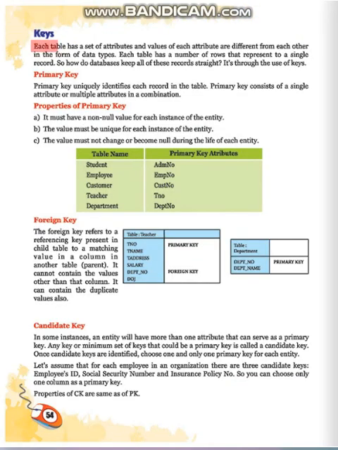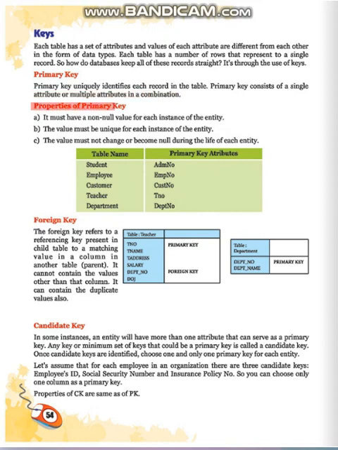Keys. Each table has a set of attributes, and values of each attribute are different from each other in the form of data types. Each table has a number of rows that represent a single record. So, how do databases keep all of these records straight? It's through the use of keys. Primary key. Primary key uniquely identifies each record in the table. Primary key consists of a single attribute or multiple attributes in a combination.